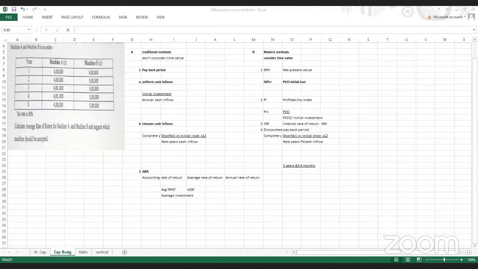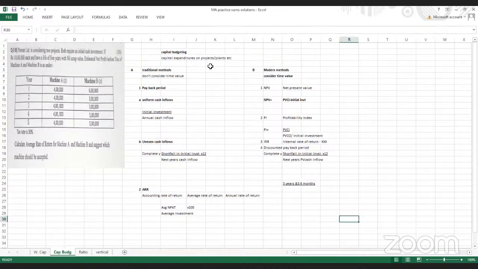Okay, so there are basically two types of methods. First type is traditional methods and second is modern methods. In exams you will be asked both of them. There will be two questions in your paper from this chapter. One question may ask only the traditional method, and the second question will be a full-fledged sum which will ask you to evaluate projects by traditional as well as modern methods. So I'll be teaching you these methods today.